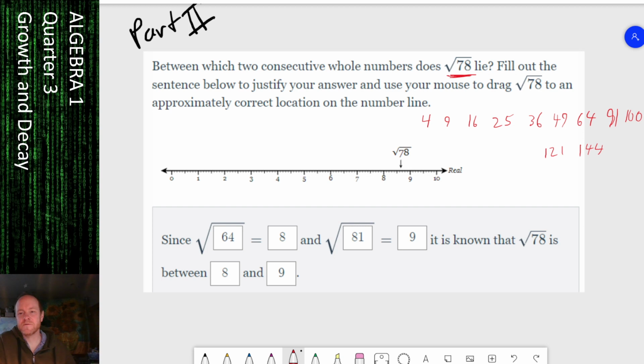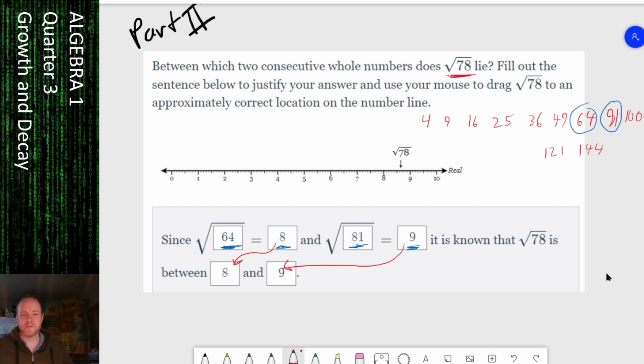So we have to pick the 2 numbers that 78 is in between, 64 and 81. So that's why we have 64 that I filled in here. Square root of 64 is 8. And 81 is the other number. Square root of 81 is 9. And so we know that the square root of 78 lies between 8 and 9, maybe 8.5, something like that.